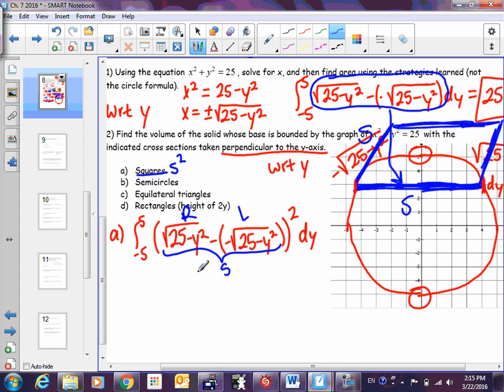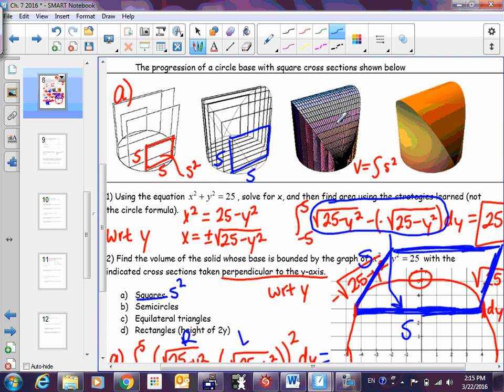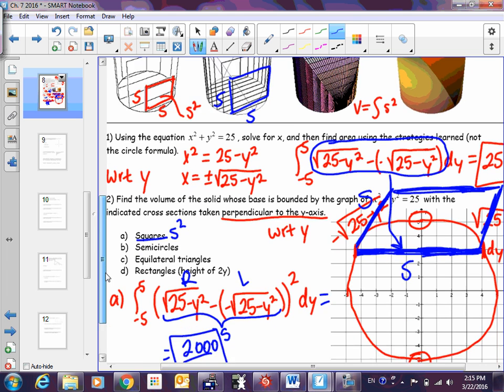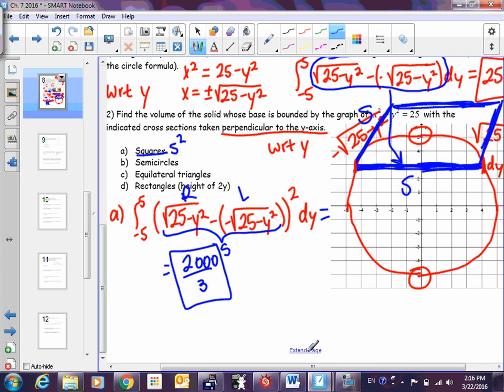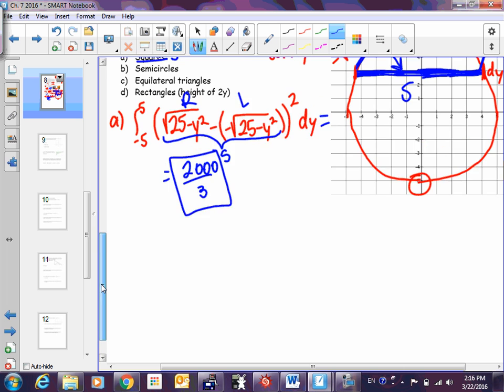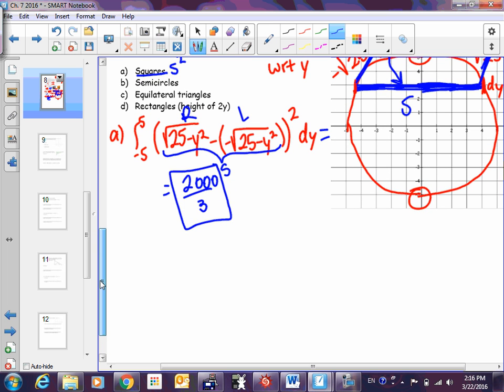All right, so we got 2,000. I'm just going to write it down here. We got 2,000 over 3. That represents the volume of this shape right here. Now, the good thing is if we've done a square, we can actually do 2 more rather easily. Because how was semicircle related to square? What was that formula?